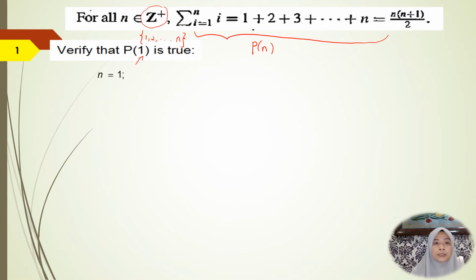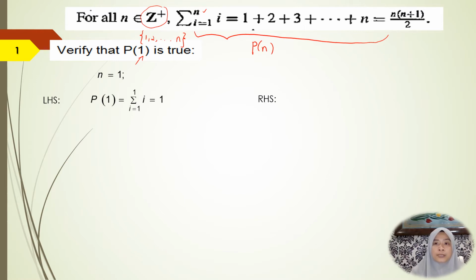So we let n equal to 1. We look at the left hand side. So P1, the summation is from 1 until 1, right? Because originally it is from 1 until n. So now since our n is equal to 1, the summation i from 1 until 1, we have it is equal to 1.